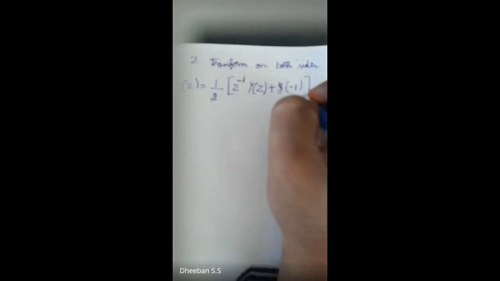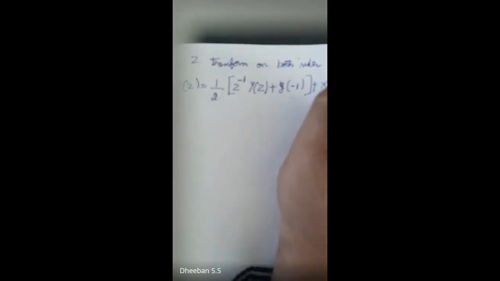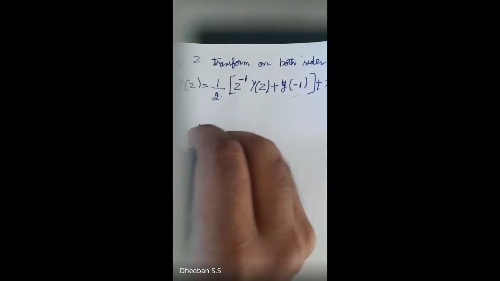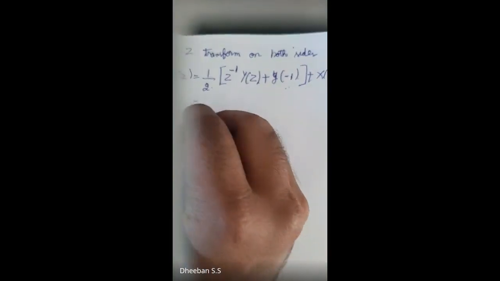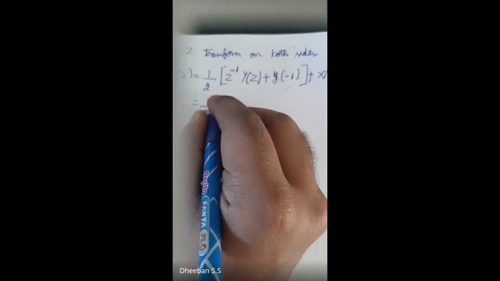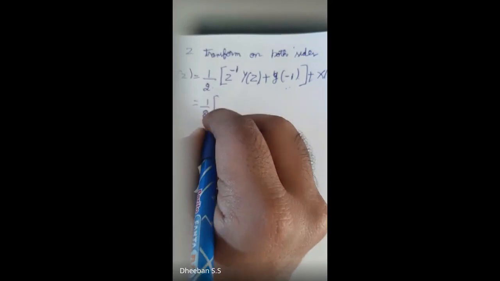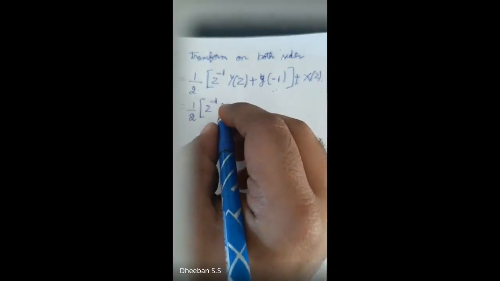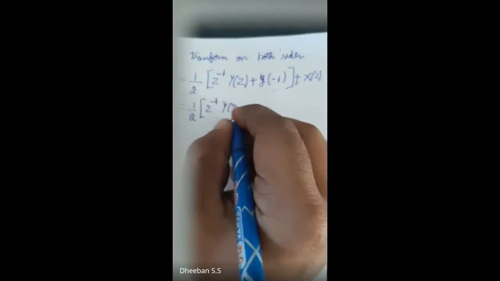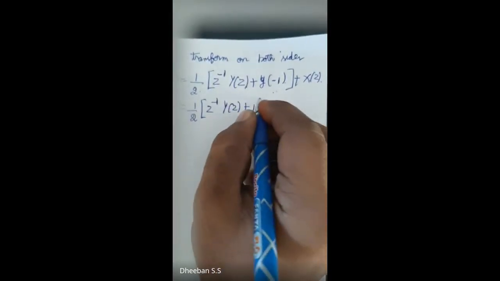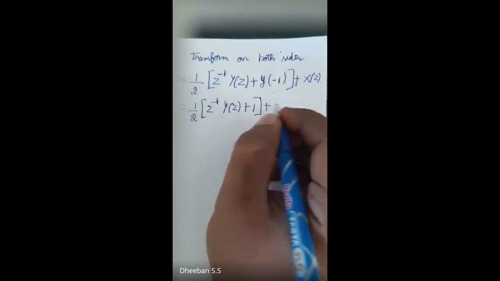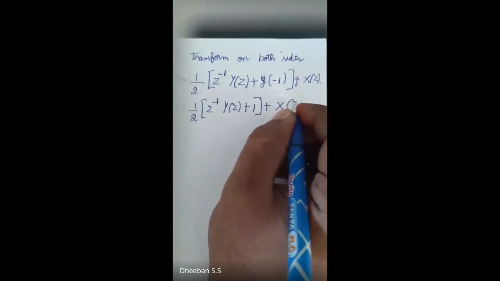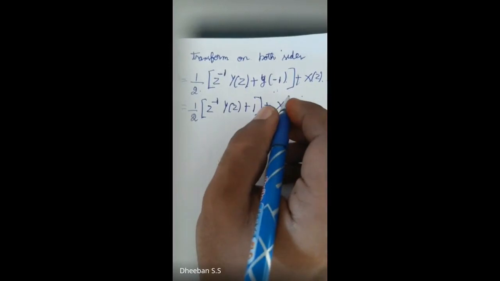Plus X of z. So now substitute the value: Y of z will be equal to 1 by 2 z to the minus 1 Y of z plus the initial function, plus X of z. So now you have to multiply your 1 by 2 inside.